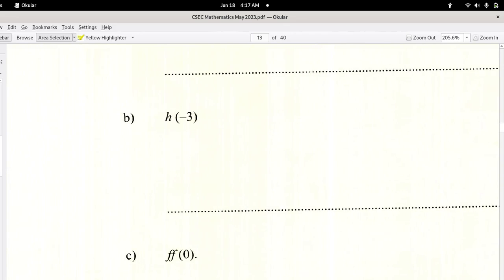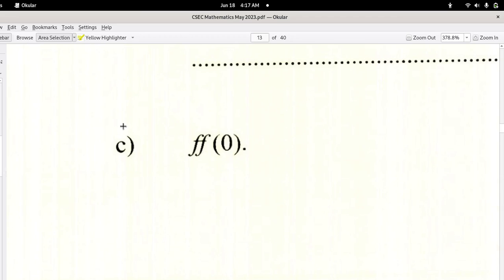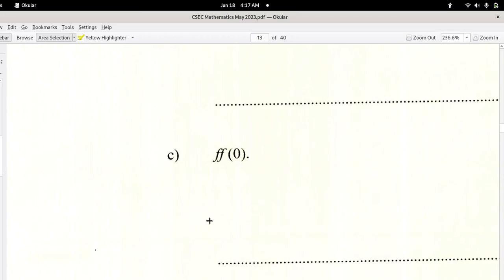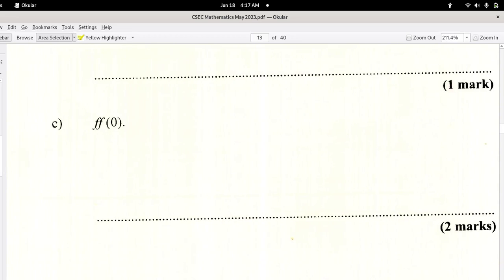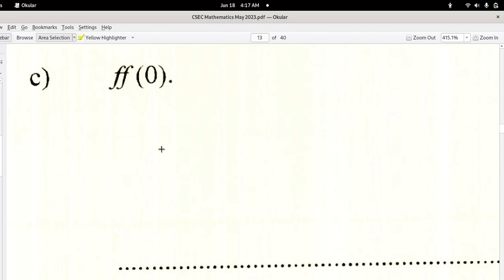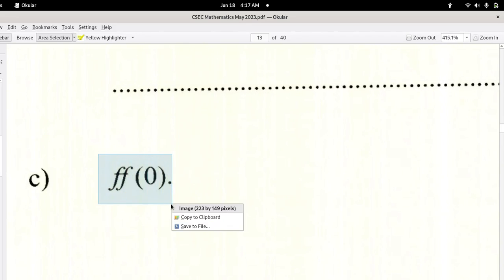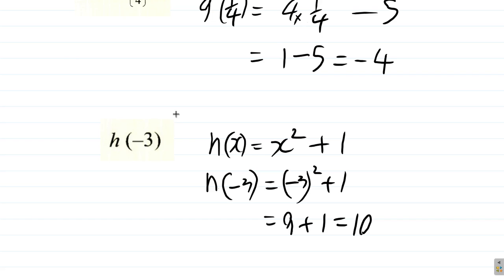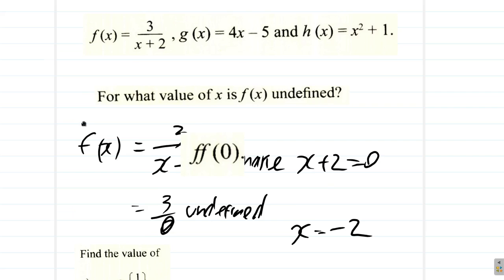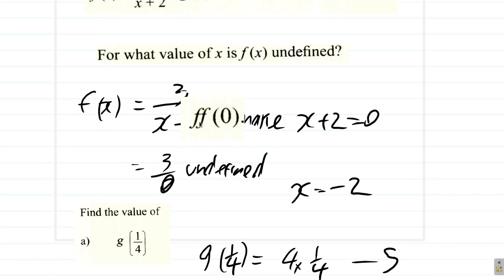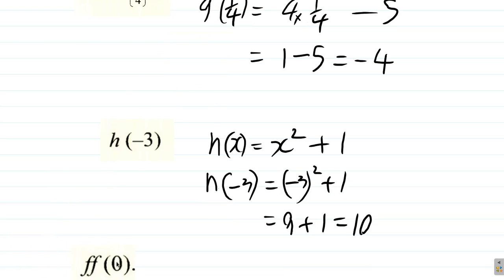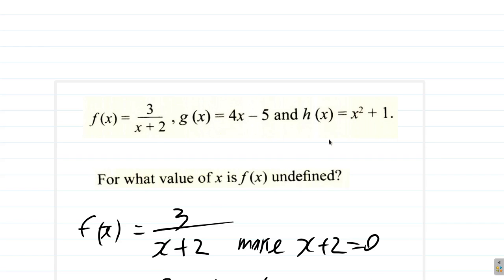Okay, so it's part C. f of 0. By the way, how many marks? 2 marks for that. You have to do a little bit more work than in the previous parts of the question. Those were 1 mark each, but this one is 2 marks. So f of 0. So f of x is 3 over x plus 2.